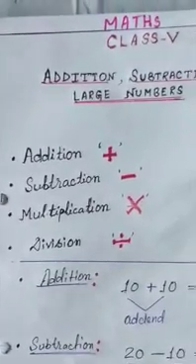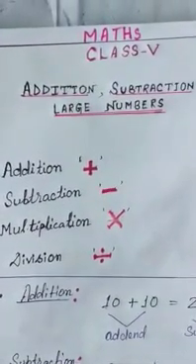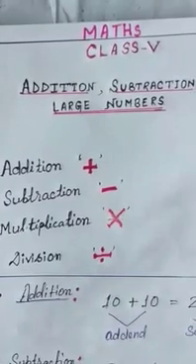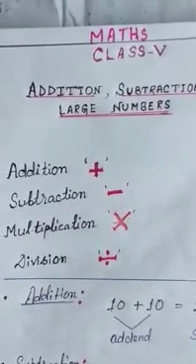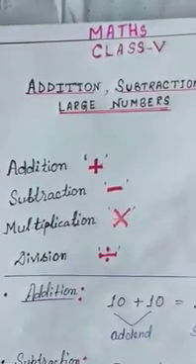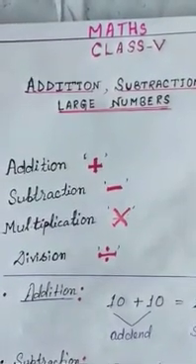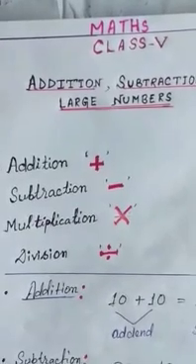So, let's move to the next book. That one is book number 2. And in book number 2, chapter 3, it's given addition and subtraction of large numbers. We'll start this chapter now. Before starting this chapter, we'll recall something.